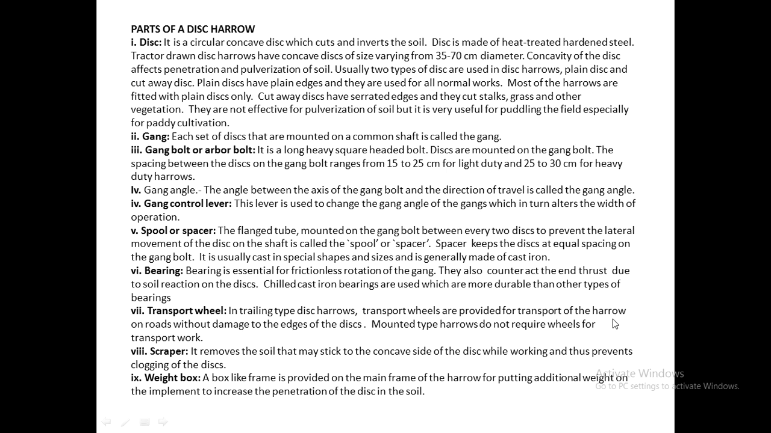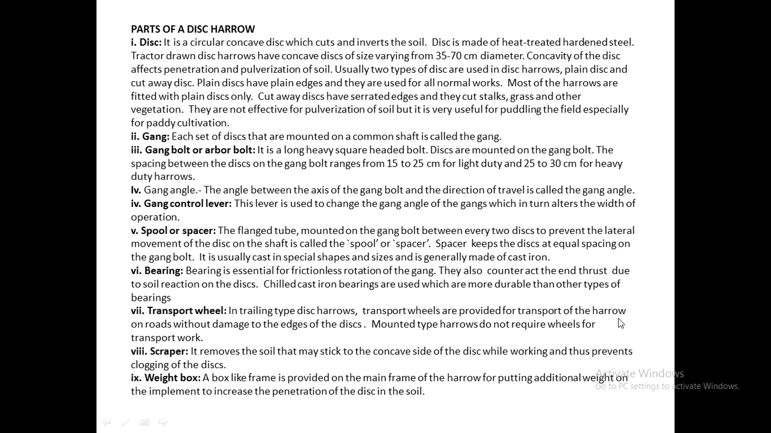The concave discs are of diameter between 35 to 70 centimeter, and they can either be plain disc or cutaway disc. Cutaway discs are nothing but serrated discs. Serrated discs or cutaway discs are generally used when we need to remove stubble or grass or weeds from the previous crop, or if the land has been left fallow. In that case, if we want to remove the weeds from the field after primary tillage, we can use a serrated type of disc harrow.